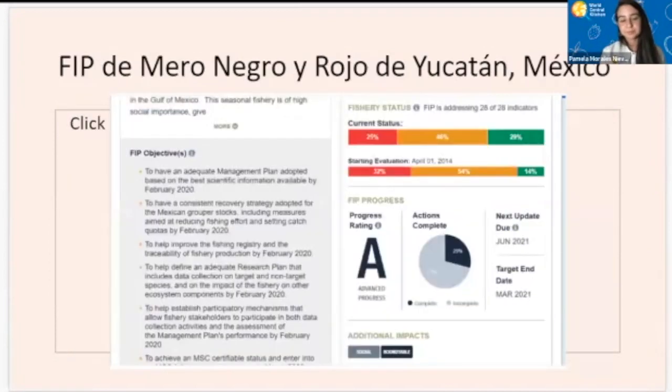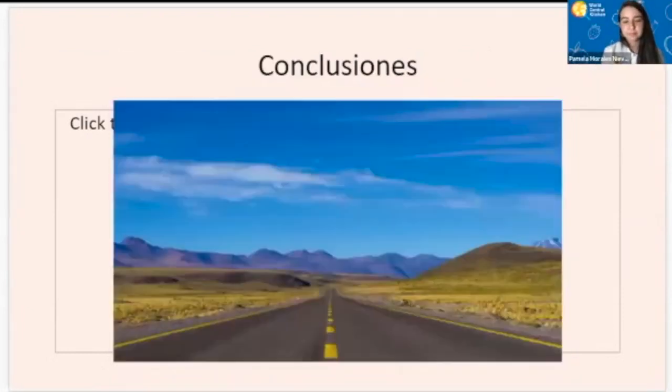Oh, and this is one more. This is the Yucatan red and black grouper FIP. Esto es otro ejemplo, es un ejemplo de México, del mero negro y rojo del área de Yucatán. And you can read in here their goals. Al lado izquierdo puede leer o identificar cuáles son las metas de este proyecto. And again, you can see their progress. De igual forma, pueden ver y apreciar dónde está el progreso desde que ellos comenzaron.